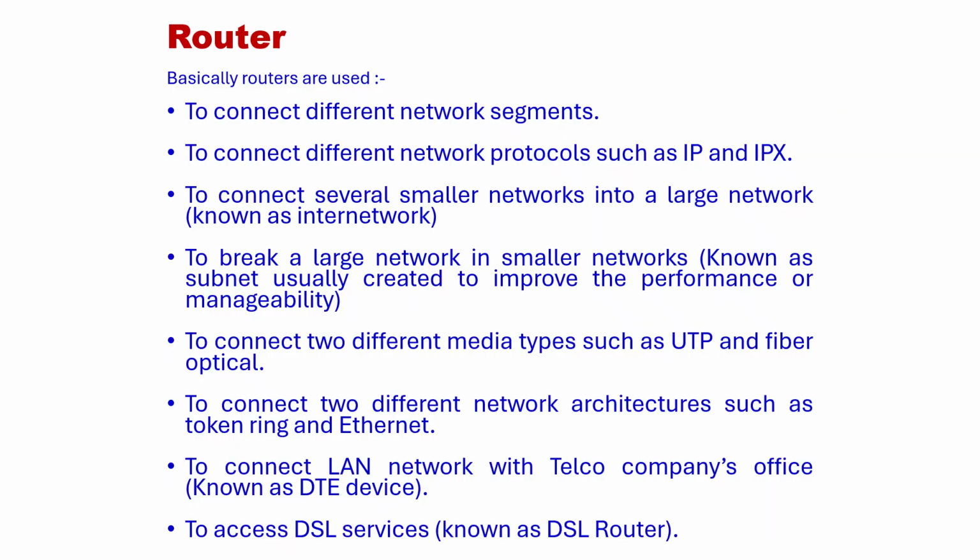Routers are used to connect different network segments and different network protocols such as IP and IPX. To connect several smaller networks into a larger network, we can use a router. To break a large network into smaller networks also, we can use routers. If you want to connect two different media types such as UTP and fiber optic cables, you can use a router. To connect two different network architectures such as token ring and Ethernet, or to connect a LAN network with the telco company's office, you can use a router. Also, if you want to access DSL services, we can use the router.